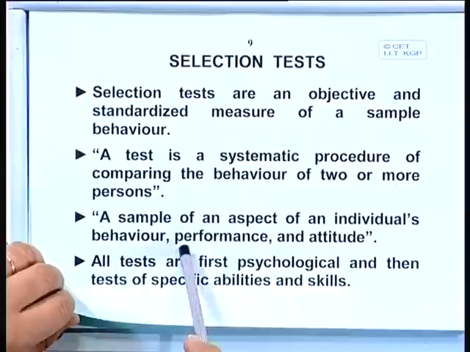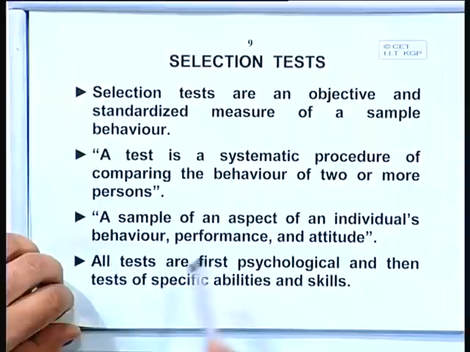Different people taking the same exam under the same conditions, so the scores will give you some objectivity about their comparative merit. Okay. Then a sample of an aspect of an individual's behavior, performance and aptitude, that is what it gives. All tests are first psychological and then tests of specific abilities and skills, that is, psychological and aptitude tests.